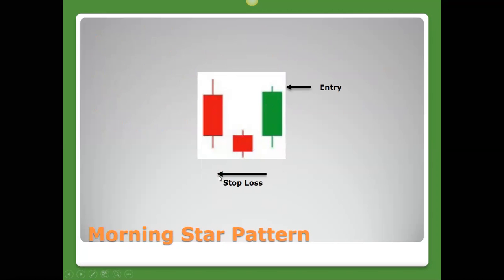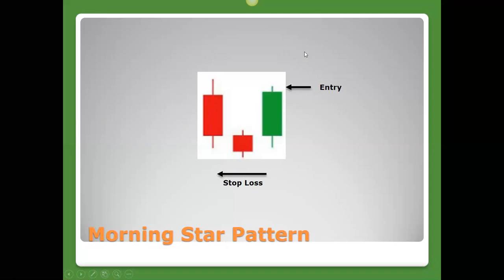So in this case, our stop would be below this here. Make sure we give it some room to breathe, so it needs to go a few pips below here. And then our entry can be at the top of this. Once the candle closes, you can either look for a pullback, or you can just enter the trade right at the close of the candle, at the beginning of the next candle.